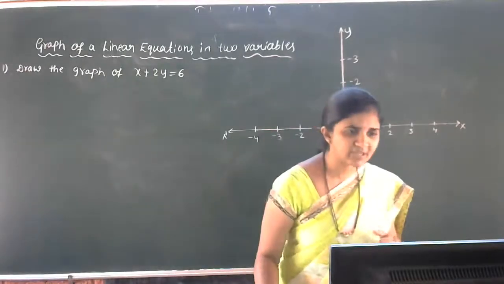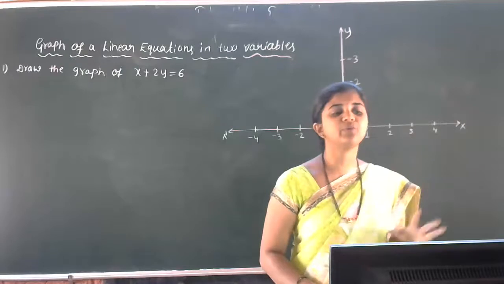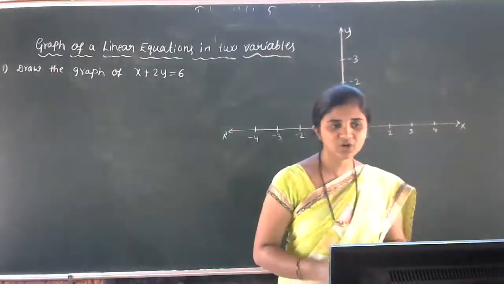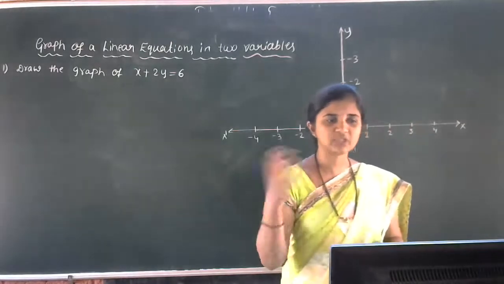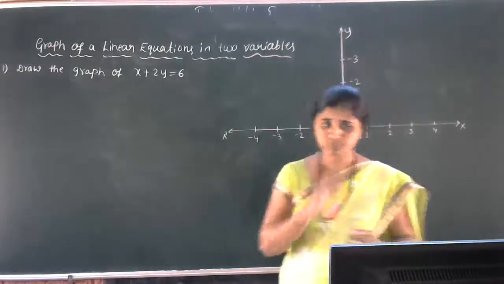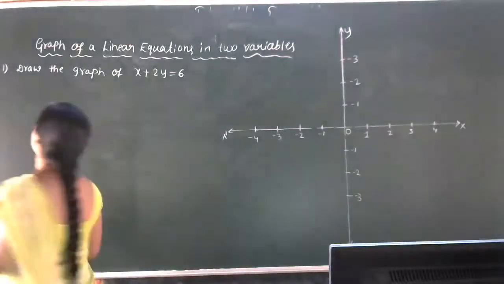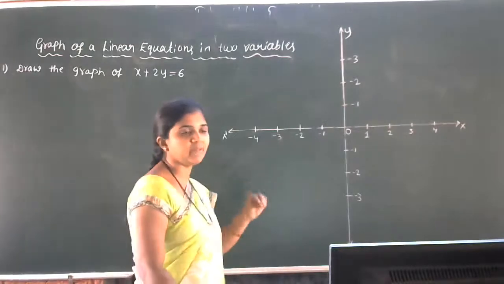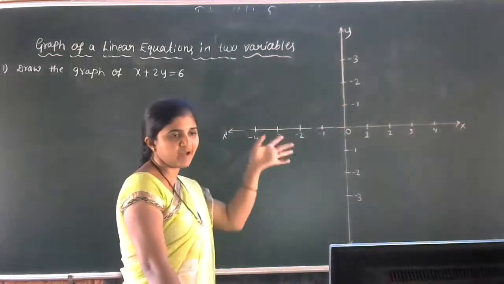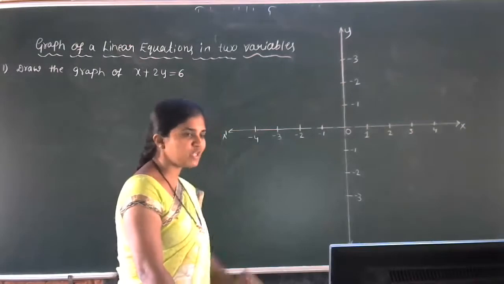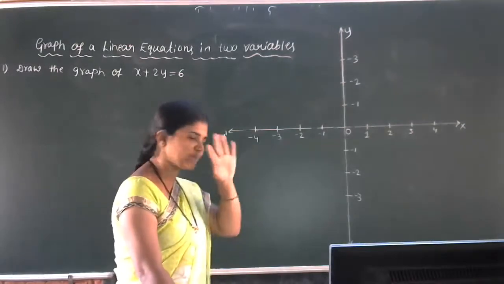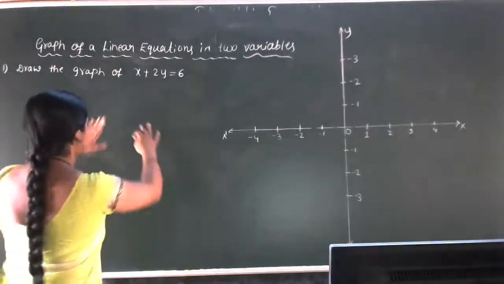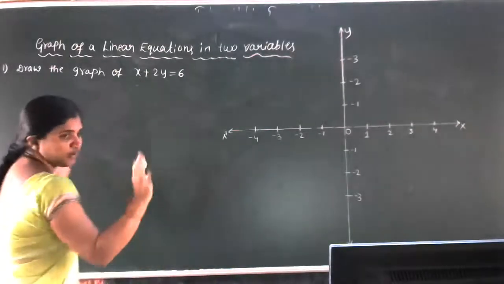So what is the first step? The first step, as usual, is to find at least 3 or 4 solutions. Yesterday we worked out how to find 4 or 5 different solutions for a given equation. Now we have to work out the same. We have to find a minimum of 3, and a maximum of 4, 5, or 6; that is your wish. Today we'll restrict our solutions to 4. The equation is very simple, so we'll find 4 or 5 solutions.